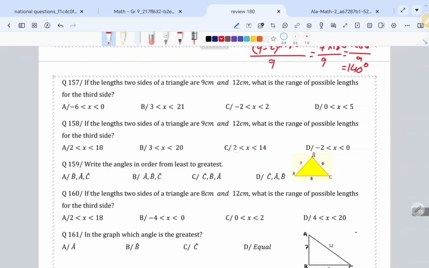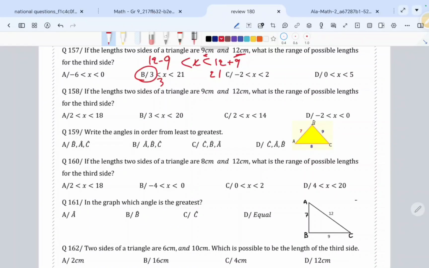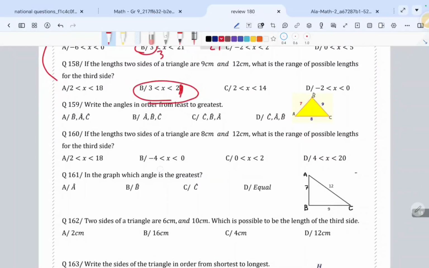Now, if the lengths of two sides of a triangle are 9 and 12, how do we find the third length? For one side, subtract them. For the other side, add them. This is the easiest subject. This one will be 3, this one will be 21. So which one is correct? B is the correct answer. Pay attention: if the lengths of two sides of a triangle are 9 and 12, this is the same thing, 3 and 21. It's the same question, 157 and 158.